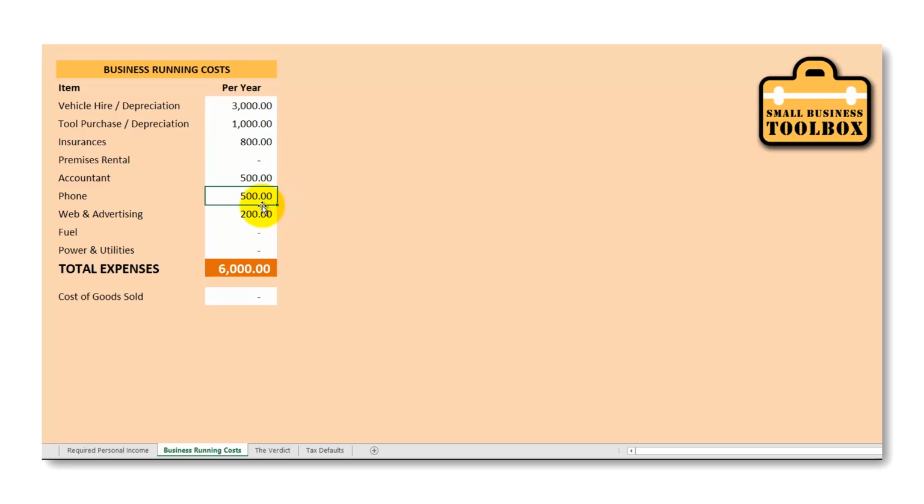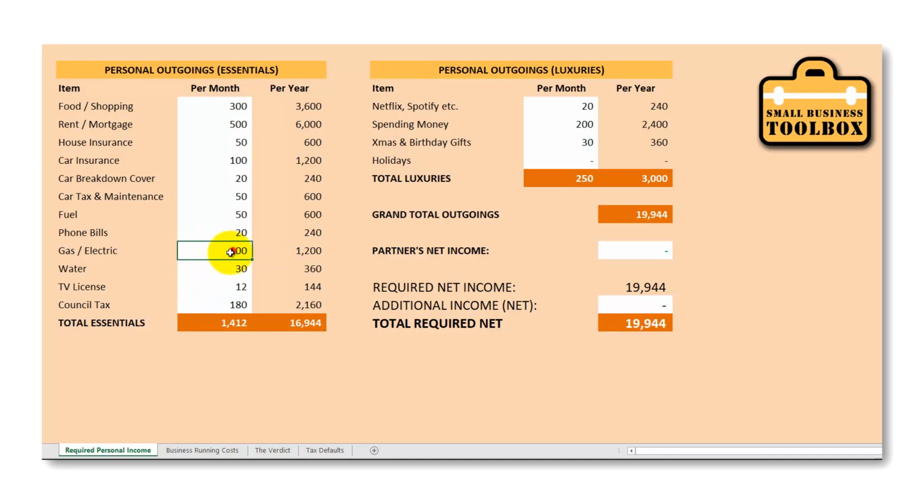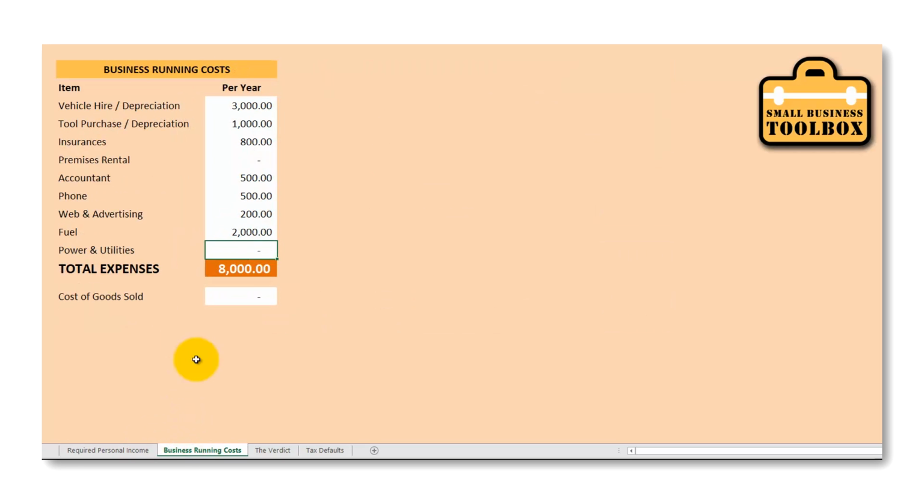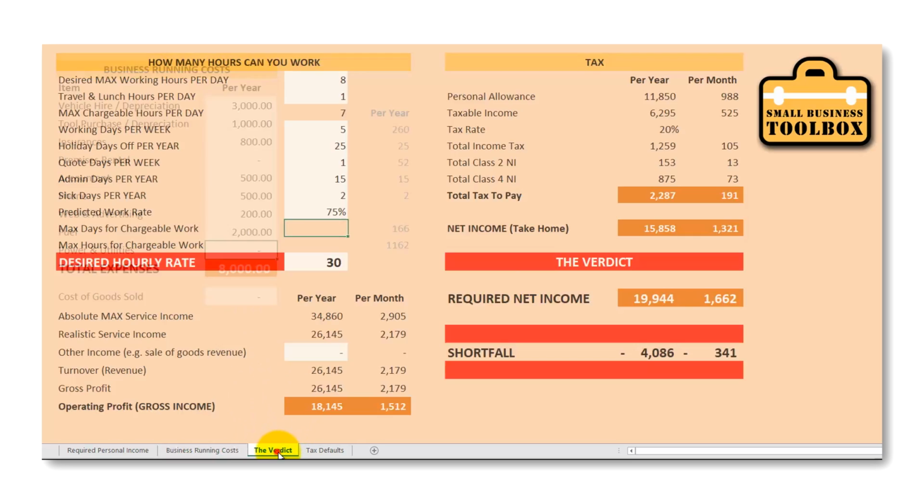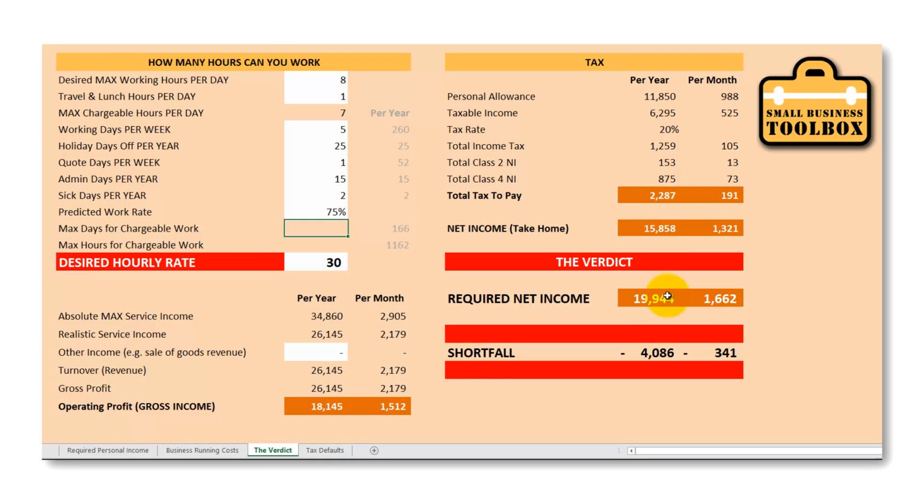Accountancy, I would say 500 minimum. Phone, okay, we'll leave it at that. Fuel, you're going to have at least 2 grand a year on fuel, I would have said. And we'll leave the power and utilities because we've already kind of covered that over on the personal side. But if you had a workshop to run, you would have to cater for that in this section here. So we've got 8 grand of business running costs. Uh-oh, we are massively short at the moment.